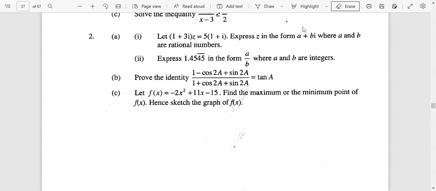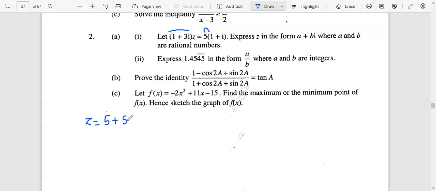Question 2. Let 1 plus 3i z be equal to 5 multiplied by 1 plus i. Express z in the form a plus bi, where a and b are rational numbers. What we are going to do, I'm going to divide both sides by 1 plus 3i so that I remain with a z. So z is going to be, and also this side I'll multiply 5 times 1 is a 5, and then 5 times i, that is going to be 5i. And then both sides I'll divide by 1 plus 3i because we want to express z.